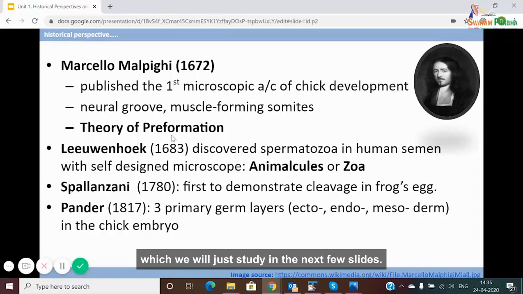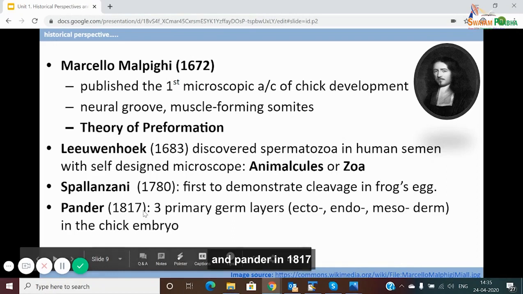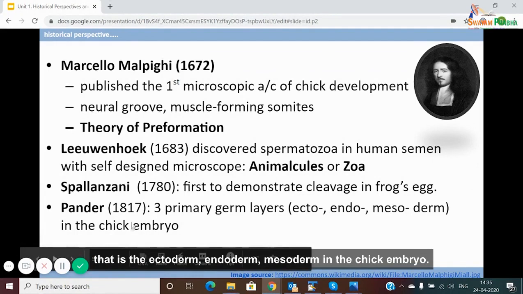In 1683, Leeuwenhoek discovered spermatozoa in human semen with his self-designed microscope, and he called them animalcules or zoa. Following this, Spallanzani in 1780 was the first to demonstrate cleavage in frog's egg, and Pander in 1817 was the first who discovered the three primary germ layers, that is the ectoderm, endoderm and mesoderm, in the chick embryo.